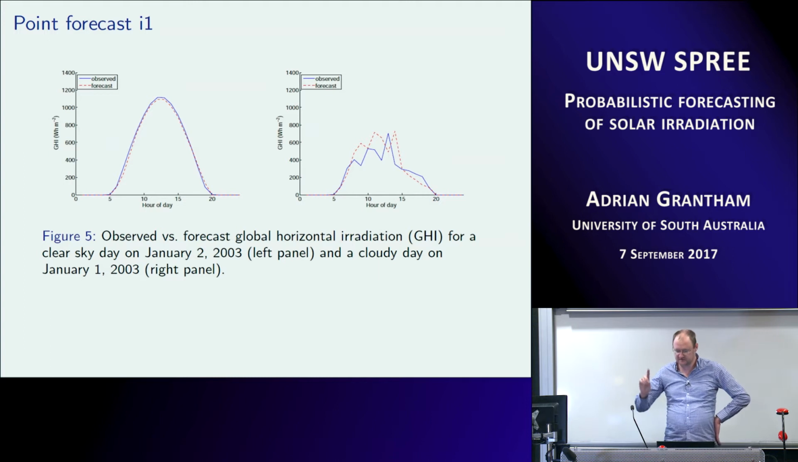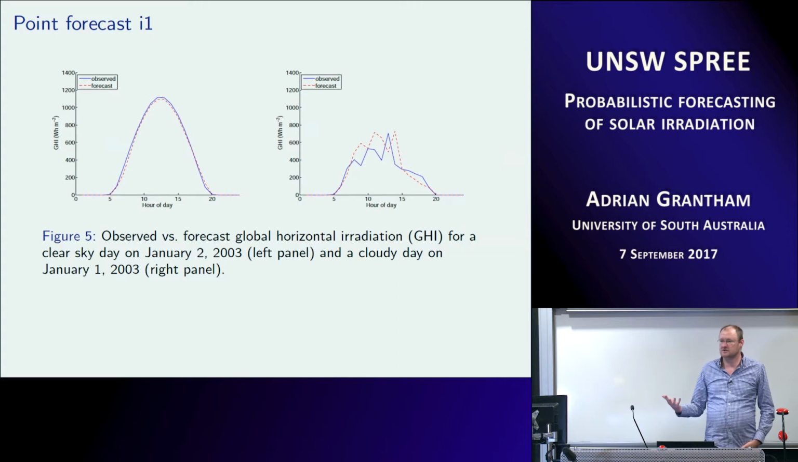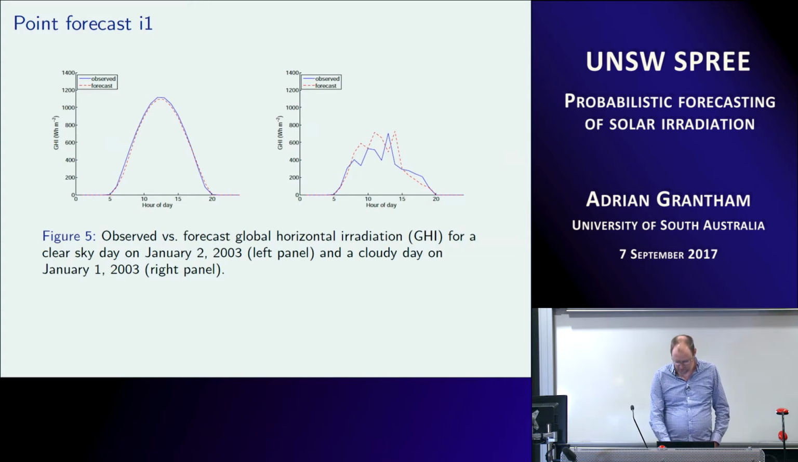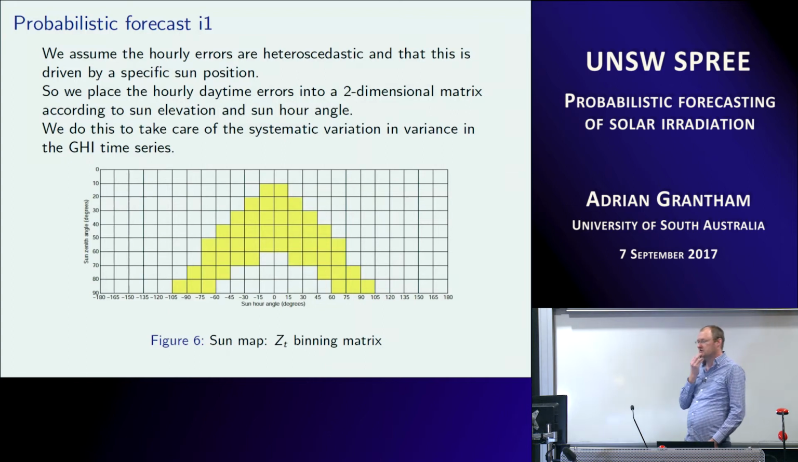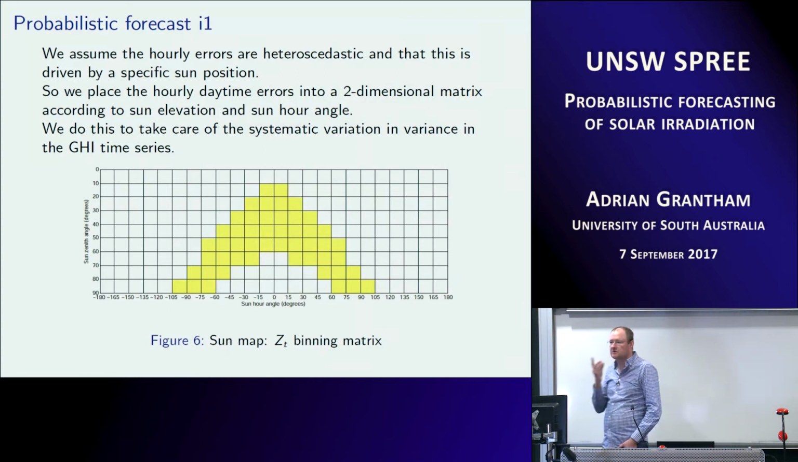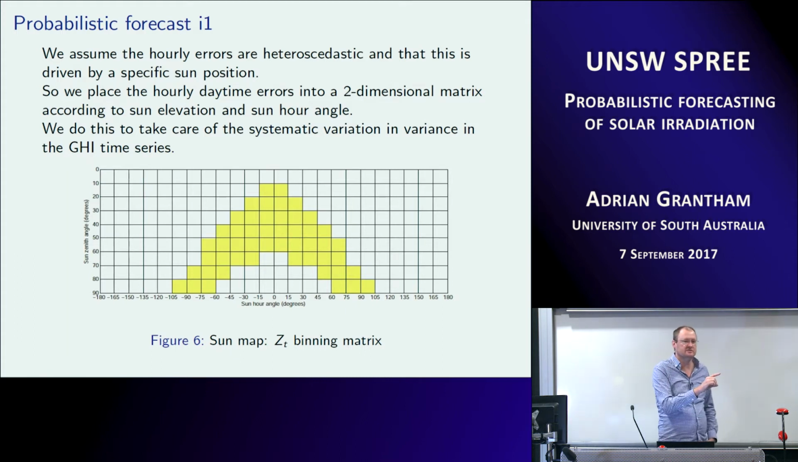Now, the differences between what we're able to model, which is what we're building up as our deterministic component, and what is actually observed are our final errors, our ZTs. So we take them and then work towards doing a probabilistic forecast. We had this idea that the heteroscedasticity of those errors might be driven by sun position, that is elevation and azimuth. Well, in this case, it's elevation and sun hour angle, they're the same kind of thing.